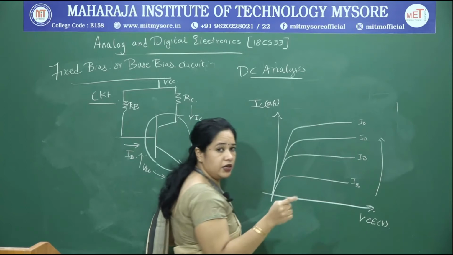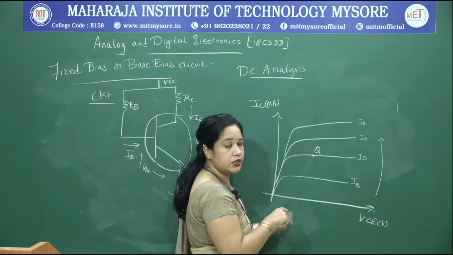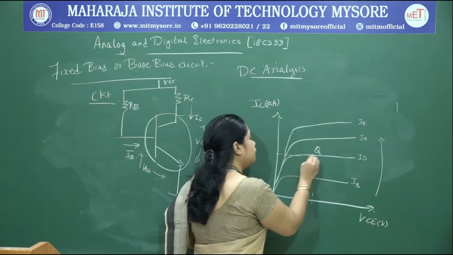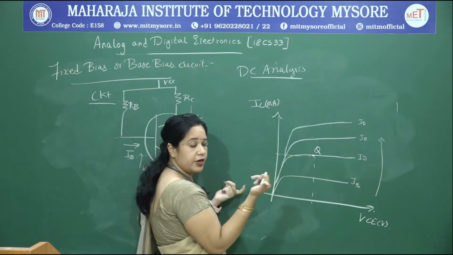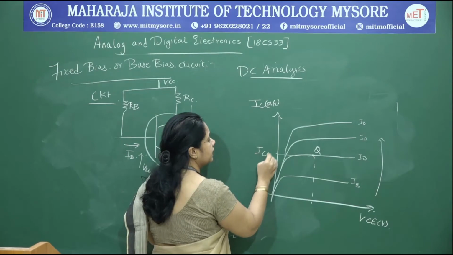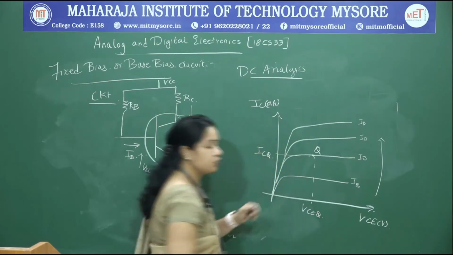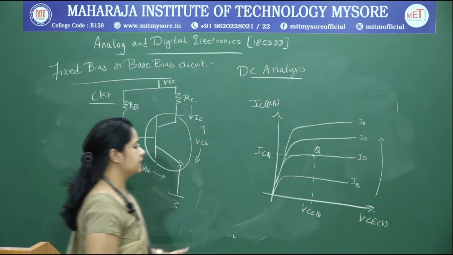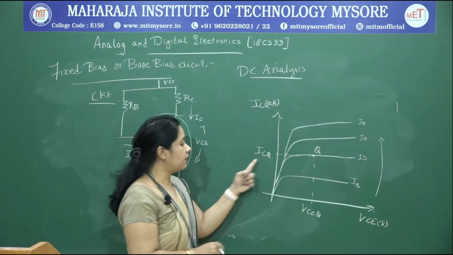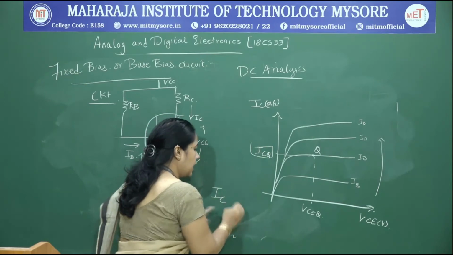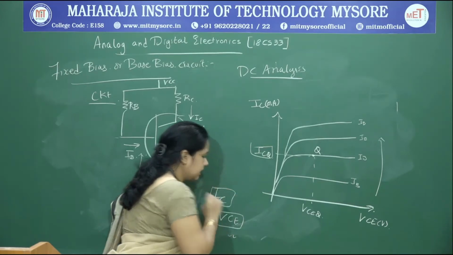This is a plot. Now, my intention is to determine an optimal Q point on the output characteristics, which determines the faithful amplification. When I say Q point, what should I locate? I should locate the corresponding IC, which I will call ICQ, and the corresponding output voltage VCEQ. So, when I say DC analysis, I analyze the circuit to determine the Q point, that is, I want to come up with an expression for IC and an expression for VCE. This is what DC analysis means.